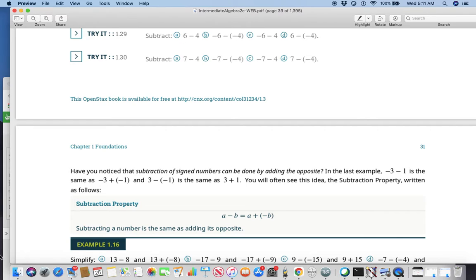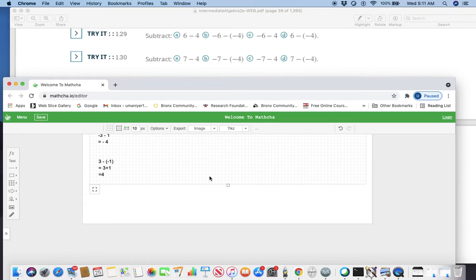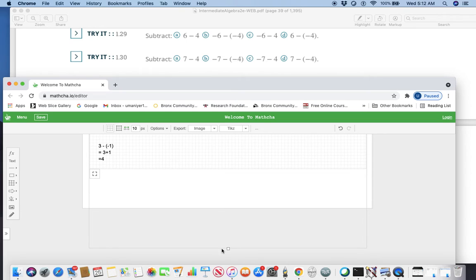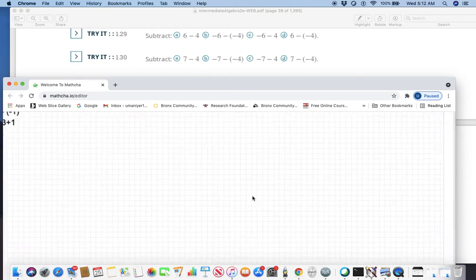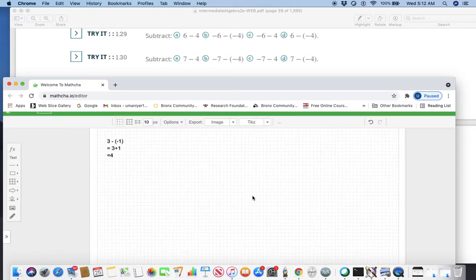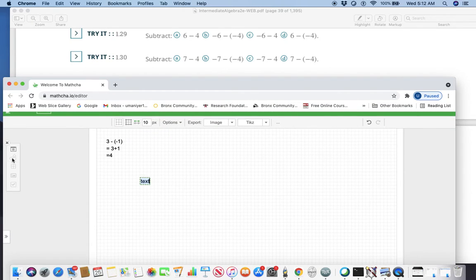Try a few more here, right? So let's try a few more. Six minus 4. This is a problem. 6 minus 4. From 6, take away 4. That's a 2.